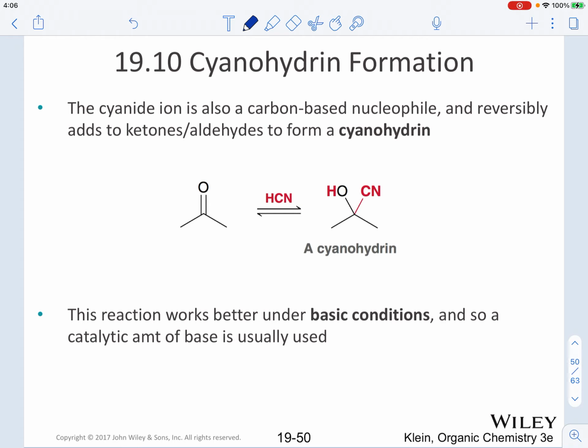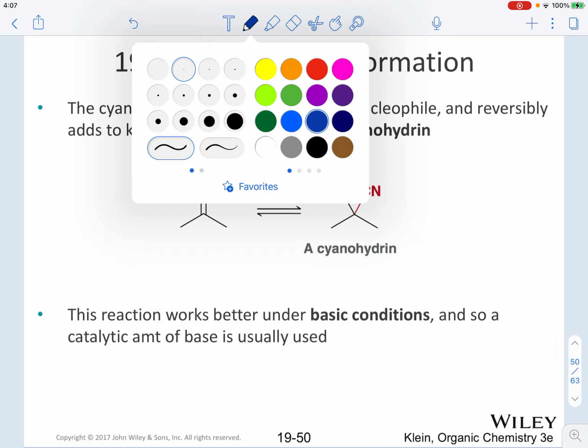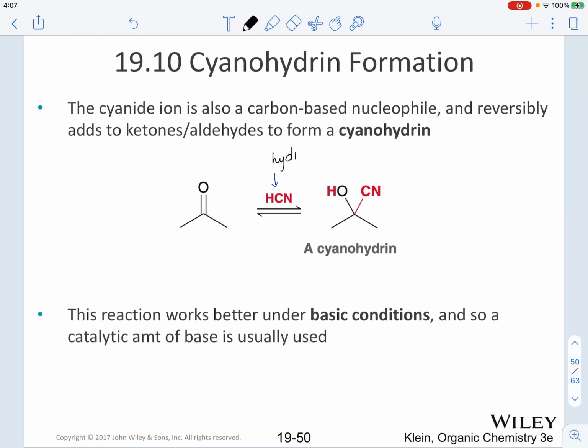Now, this reaction that we're going to discuss now is called the cyanohydrin formation. Understand that the cyanide ion is also a carbon-based nucleophile, and reversibly it adds to ketones and aldehydes to form a group that is called a cyanohydrin. So whenever we have ketones and aldehydes interact with hydrocyanic acid, what we're going to form is a cyanohydrin. Now, this reaction works better under basic conditions, so a catalytic amount of base is usually utilized.